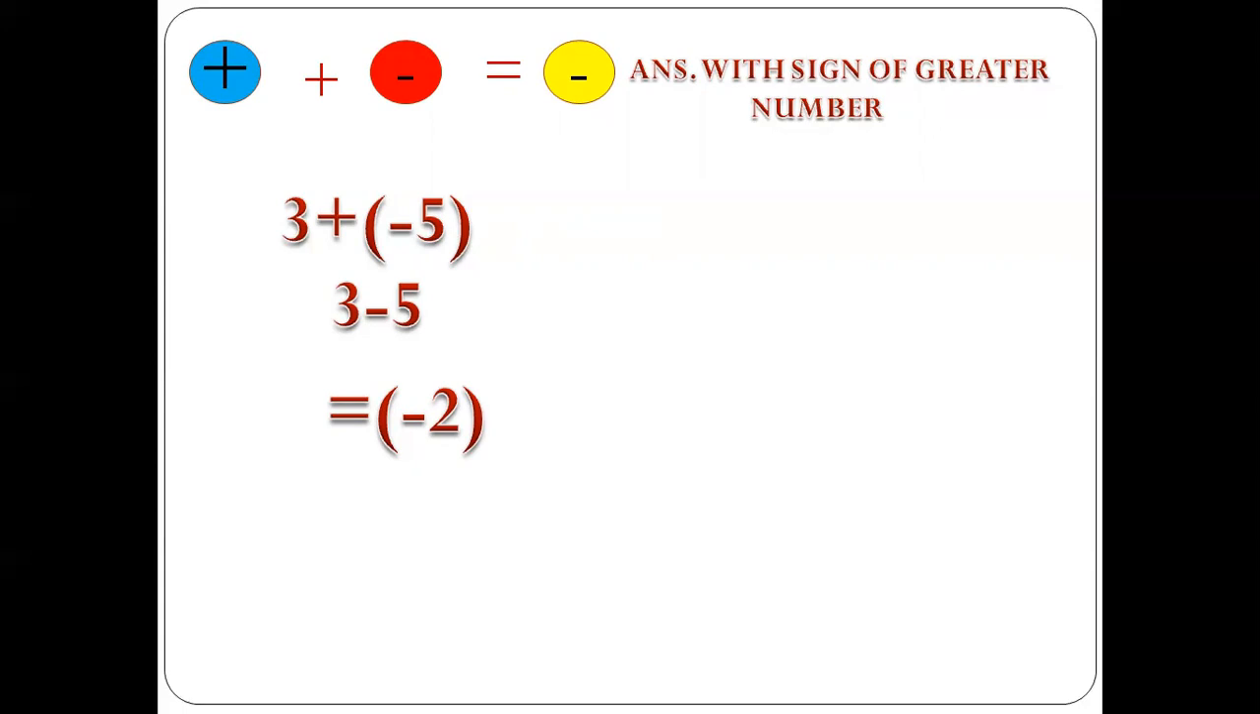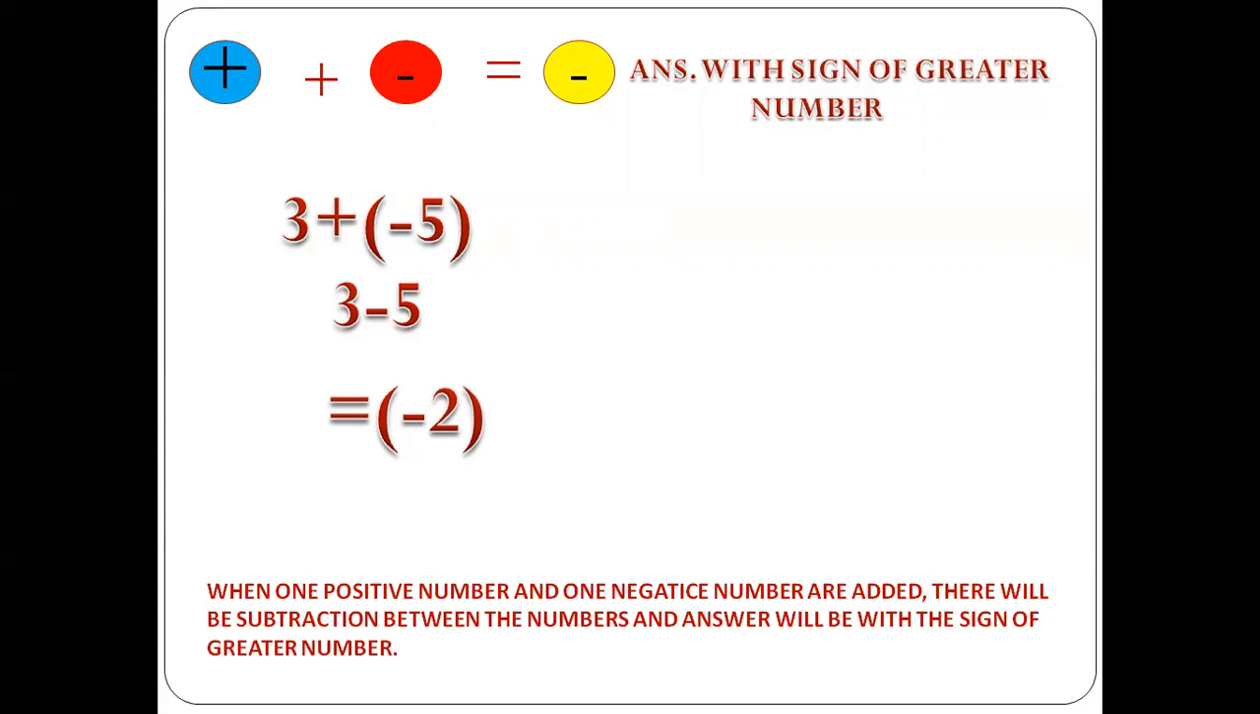It means that when we are adding 3 and negative 5, there will be subtraction between them and the answer will have the negative sign, because here 5 is the greater number and 5 is a negative number. So we can say that when one positive number and one negative number are added, there will be subtraction between the numbers and the answer will be with the sign of the greater number. Let's see the next example.